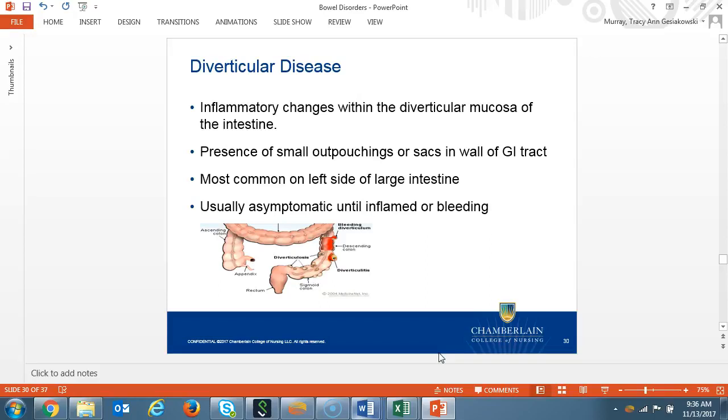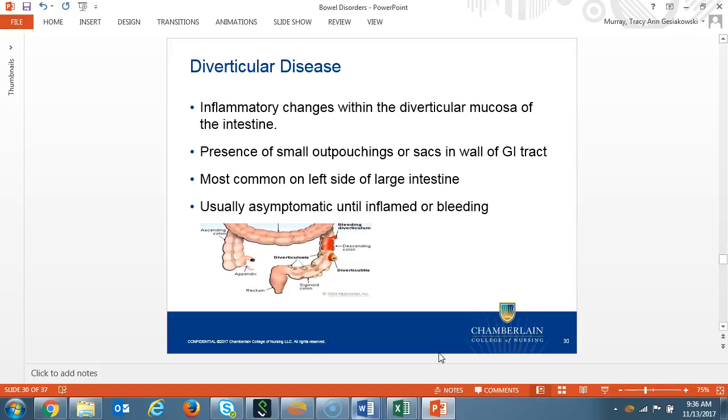Okay, moving on. Let's briefly look at a very common problem that you'll encounter in the primary care setting, which is diverticular disease. Diverticular disease is the term used to describe the inflammatory changes that occur within the diverticular mucosa of the intestine. Diverticula tend to form on the weakened areas of the intestinal wall, usually where arterial vessels perforate the colon.